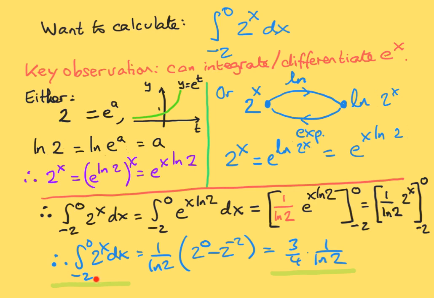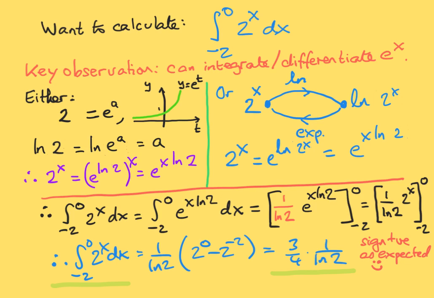So our answer for the integral is 3/4 times 1 over log 2. The logarithm of 2 is positive. 2 is greater than 1, so its log is positive. This is a positive number, and we expect this integral to be positive because we're integrating from left to right, and our integrand is positive. So the sign is positive as expected. And that is something that we ought to welcome.